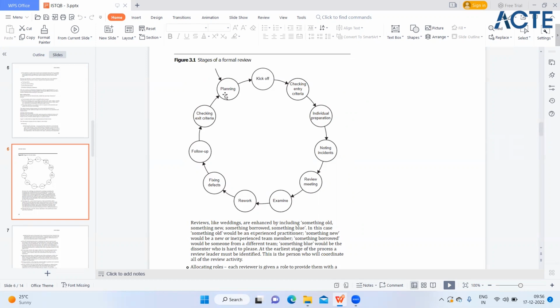This will be starting from the planning. The next stage is kickoff. After that, we'll be having checking entry criteria, then individual preparation, then noting incidents, then review meeting, examine, rework, fixing defects, follow up, and checking exit criteria. So there are so many stages, but anyways, you have to remember because you'll definitely get the question from this.